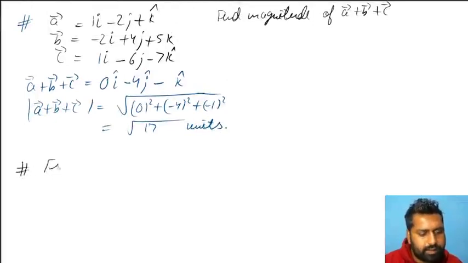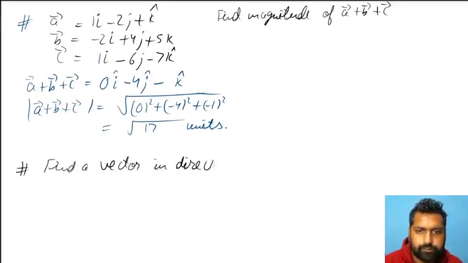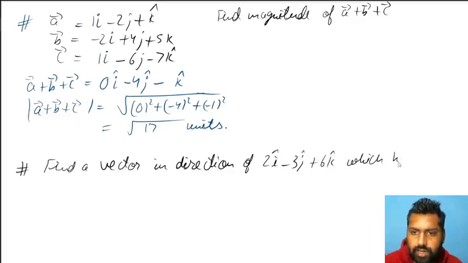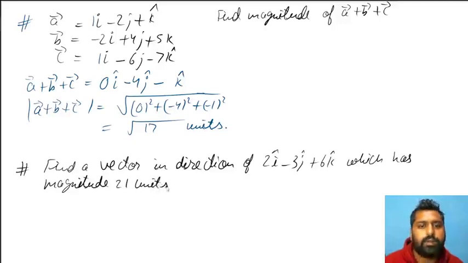The question is: find a vector in direction of 2i minus 3j plus 6k, which has magnitude 21 units. So you have to find a vector which is in the same direction as this, just that the magnitude should be 21.